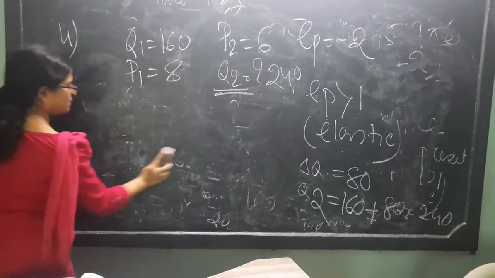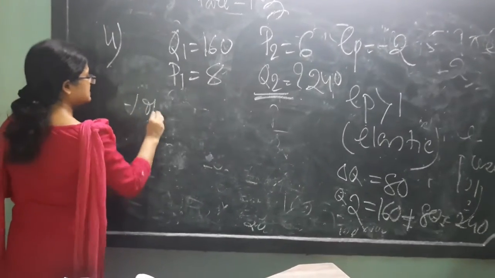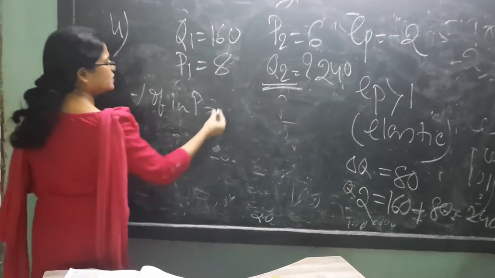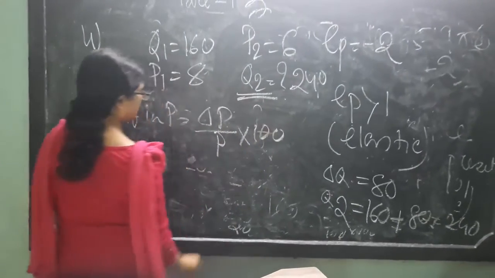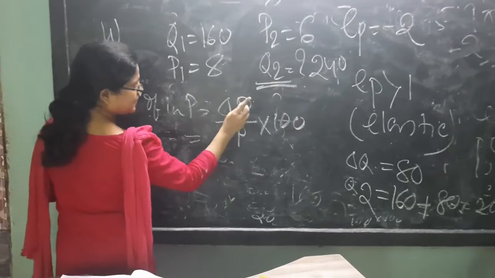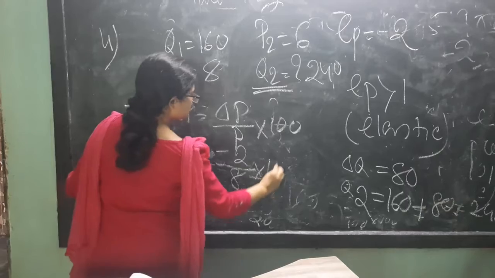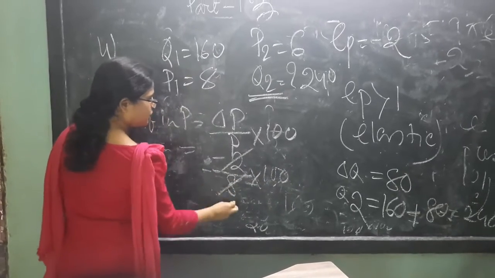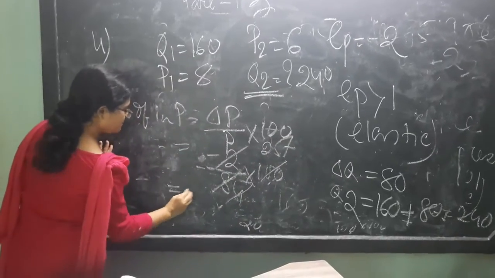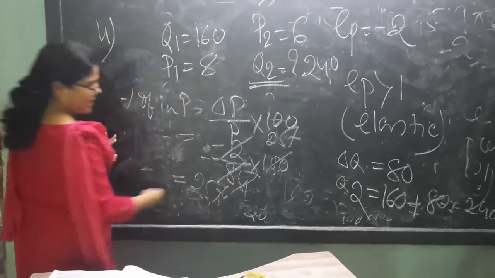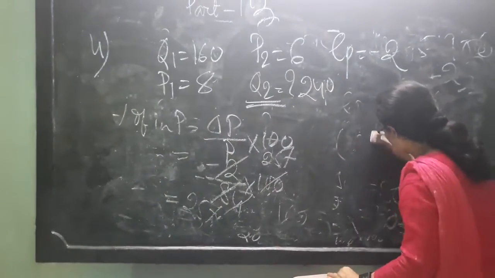Let's see. First we are dealing with price. Rate of change in P. What is the formula? Delta P by P into 100. Delta P is minus 2. Initial price was 8, into 100, gives 25%. It means the price had dropped by 25%. As a result, by how much has quantity demanded increased?